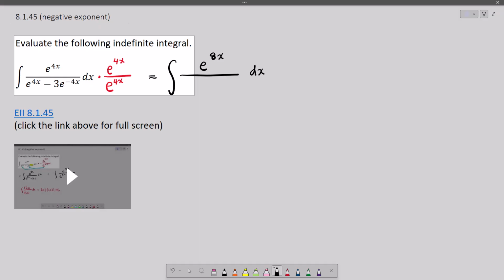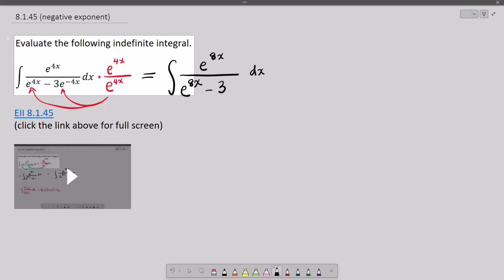Down below, we have to distribute. So that this term has to be multiplied by each of those terms. So e to the 4x times e to the 4x is e to the 8x on the left side. And then we have our minus sign. And then here, e to the minus 4x times e to the positive 4x is e to the 0, which is 1. So we're left with just that 3 right there. It is an equal sign, not an approximation sign.